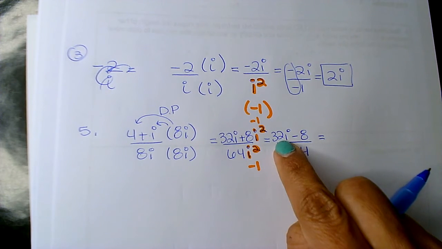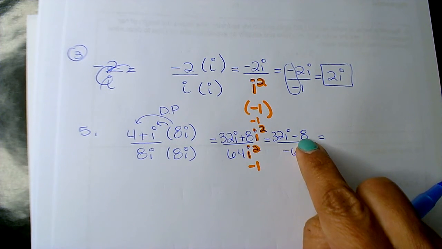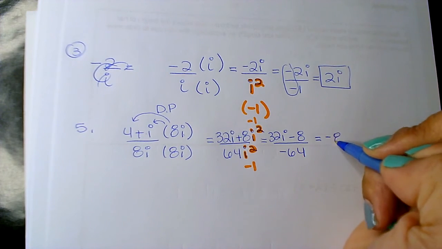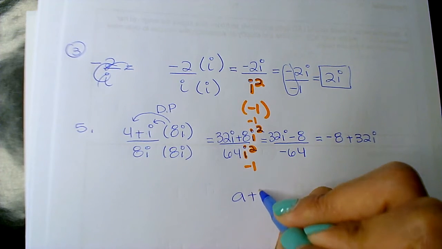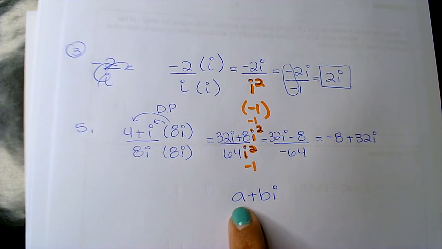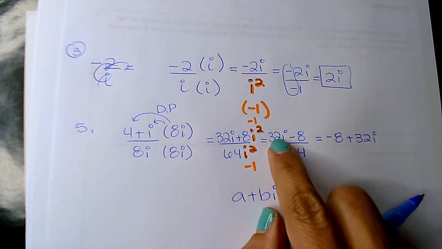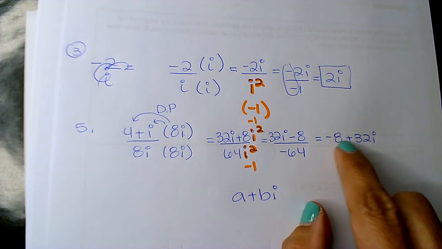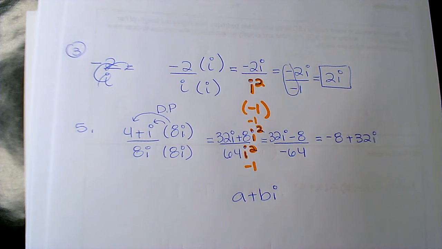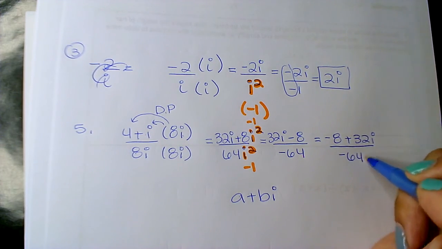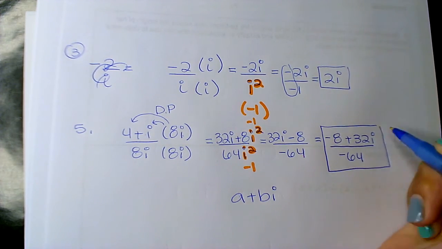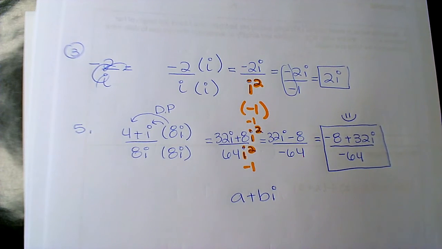This has an i. This is my real number. It should actually go first, right? Remember, it's a+bi form. Real number, then imaginary. Here I have imaginary, real, so I'm switching it. Okay, now the negative 64 is on the bottom. Okay, if you can get your answer to here, you're wonderful.